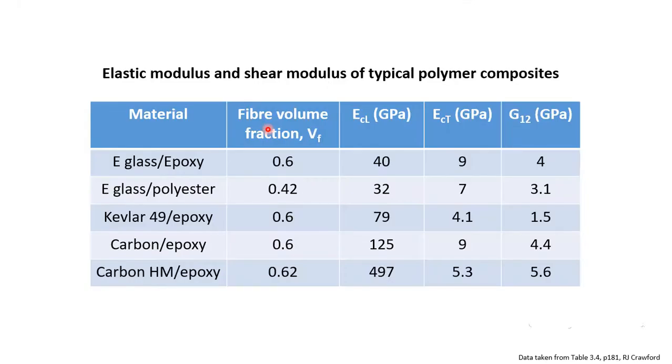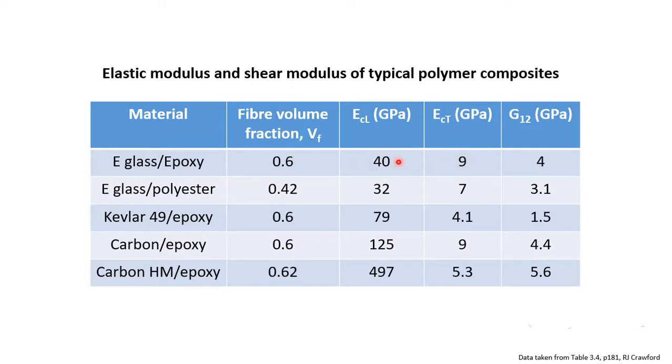In this table, we have some actual data for elastic modulus, which is the Young's modulus, and shear modulus of some composites. Here we have an E-glass and epoxy composite. E-glass is a type of glass fiber and epoxy is the thermoset. Here with a volume fraction of 0.6, the longitudinal direction composite shows a Young's modulus of 40 gigapascal, whereas in the transverse direction we have only 9.